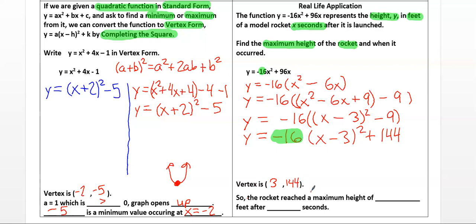Okay, let's think about what that means. Up here, height y, 144 feet. In x seconds, 3 seconds. So the rocket reached a maximum height of 144 feet. How do I know it's feet? Because it says it in the top problem. And when does it get there? After 3 seconds.